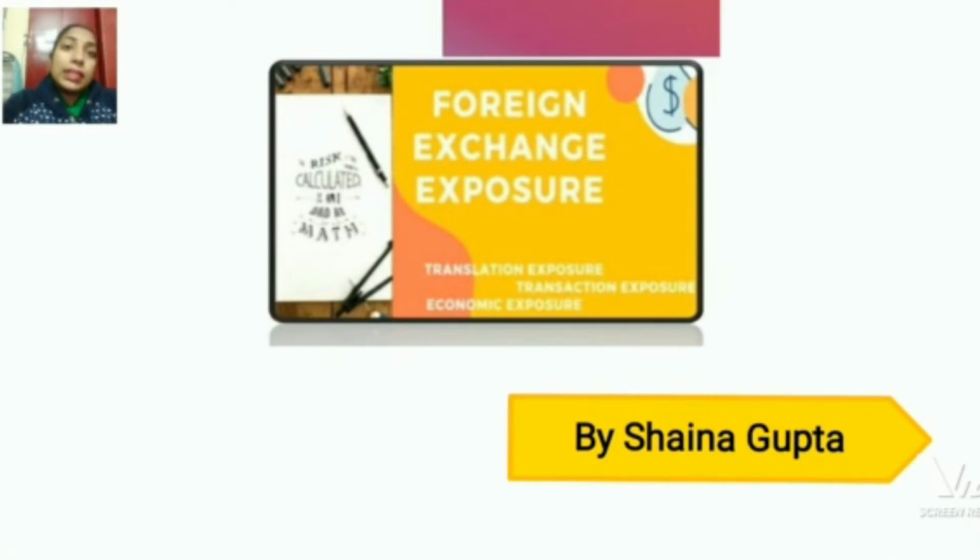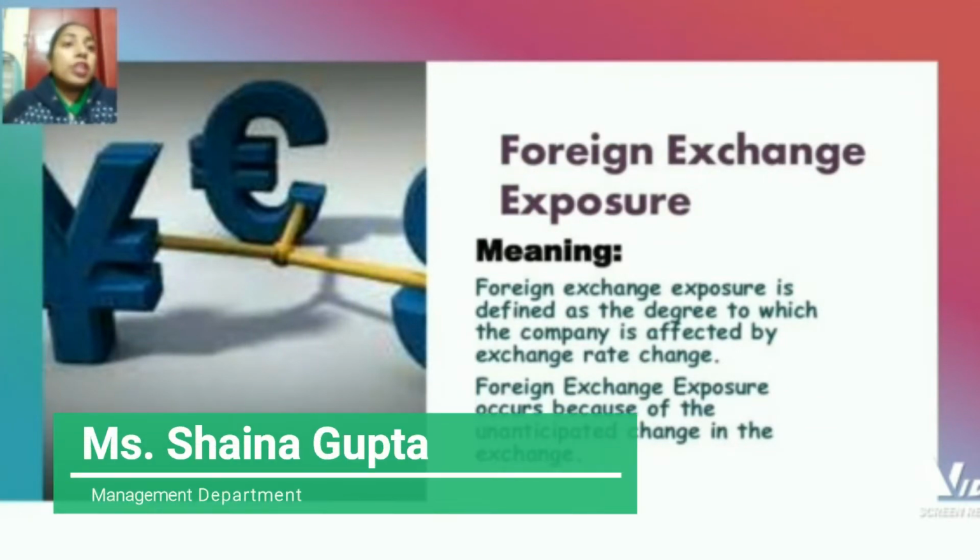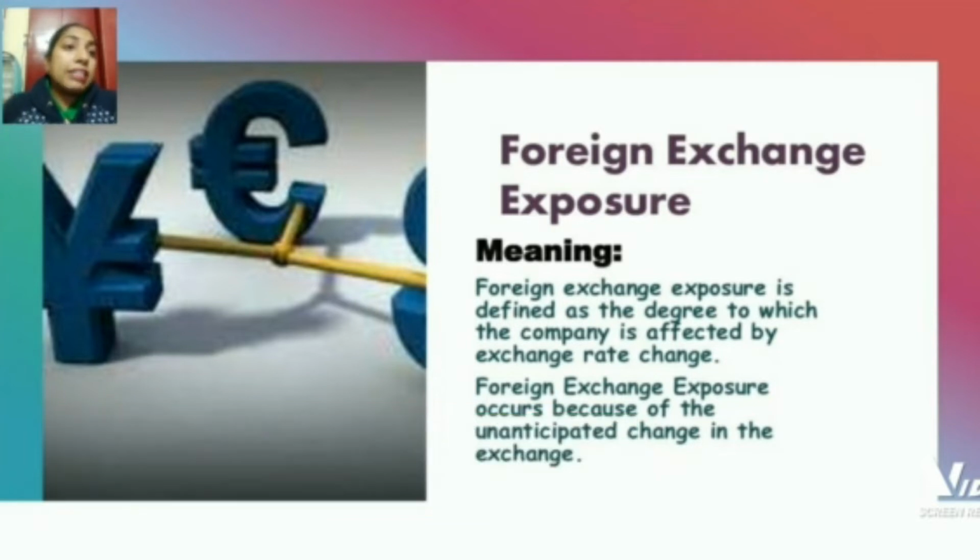Today we will understand about foreign exchange exposure. What is foreign exchange exposure? The meaning of foreign exchange exposure is defined as the degree to which the company is affected by exchange rate change. Foreign exchange exposure occurs because of the unanticipated change in the exchange rate.